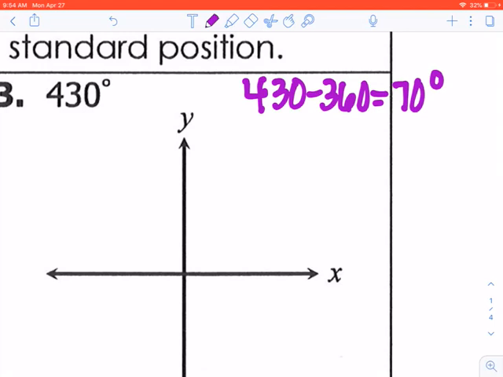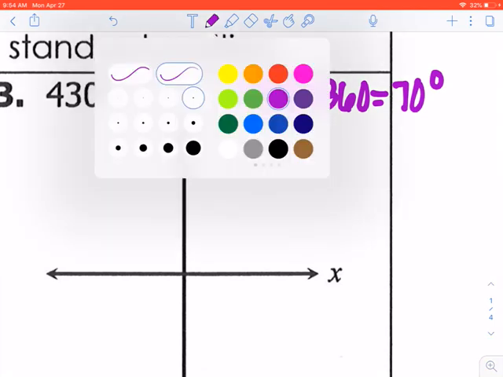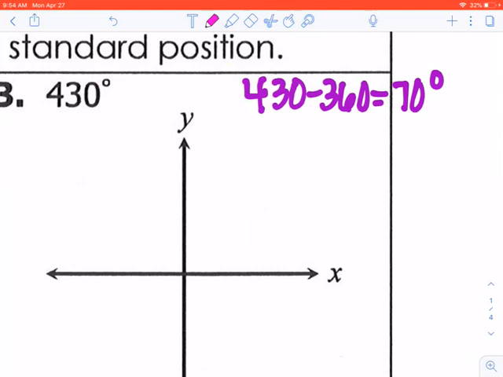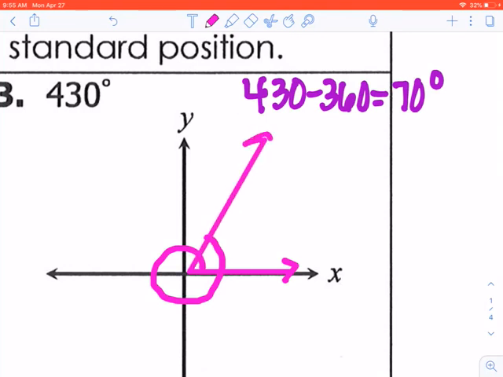So let's look at what that looks like. That 70 degrees is called a coterminal angle. We're going to talk about that more in just a second. Again, we always start from the x-axis. I am making a full 360, and then I'm going another 70 degrees, which is in my first quadrant, to get that entire 430 degree angle. So this entire angle is 430 degrees.